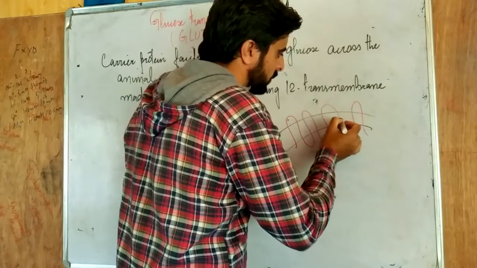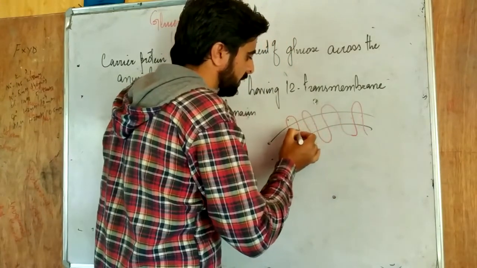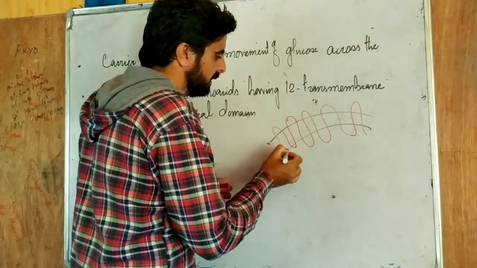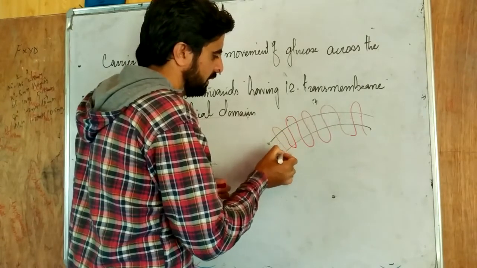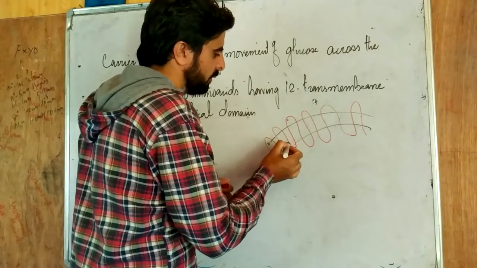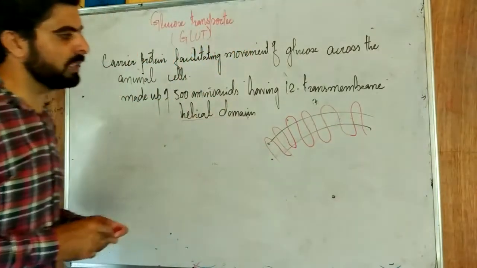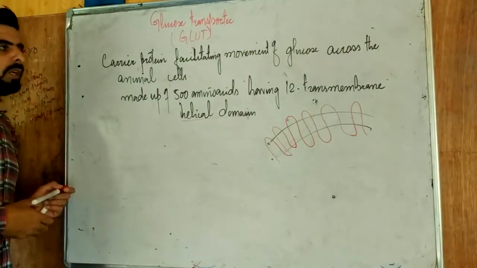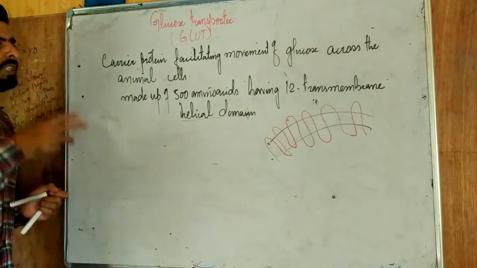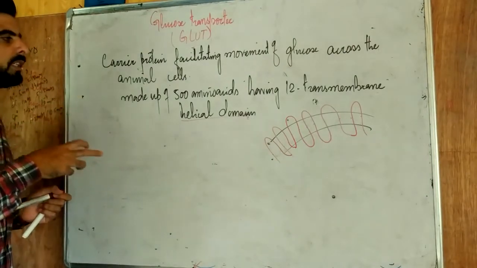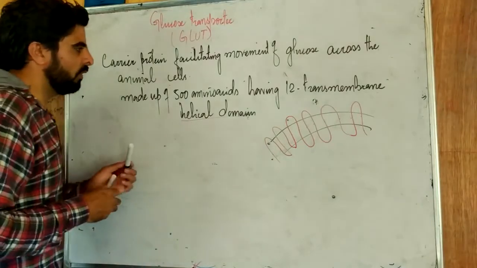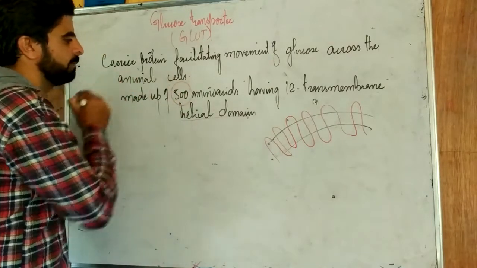1, 2, 3, 4, 5, 6, 7, 8, 9, 10, 11, 12. So it is crossing the plasma membrane 12 times. On the basis of that we call it a 12 transmembrane helical domain. But it is made up of about 500 amino acids.